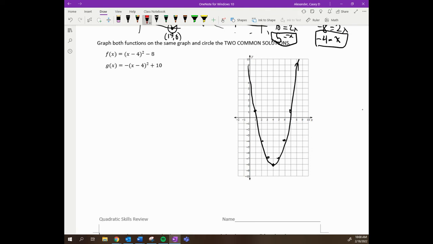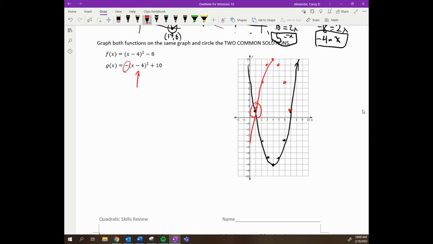And then the other one, I'll do in a different color. The vertex of g of x is at positive 4, positive 10, but importantly, it opens down because of the negative symbol. And so it would look about like this. You're getting very good at graphing parabolas, so I'm not going over that detail.